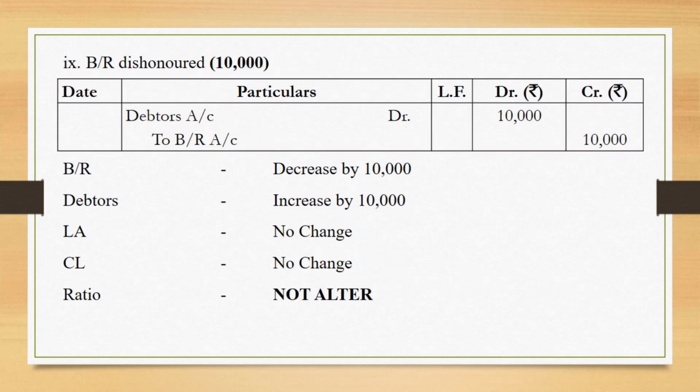Next one is bills receivable dishonored, right? The entry for the same is debtors account debited to bills receivable account. Debtors and bills receivable both are liquid assets. We can see one increases, the other decreases. Therefore, no change in liquid assets, no change in current liabilities, and therefore the ratio will not alter.